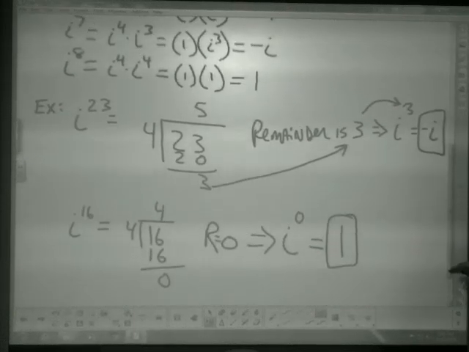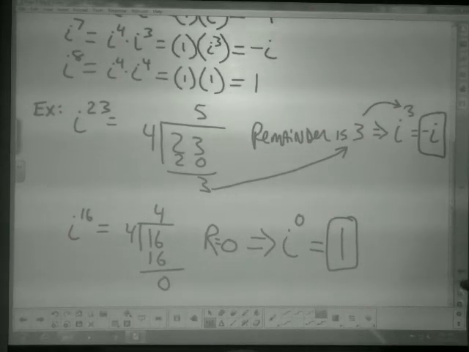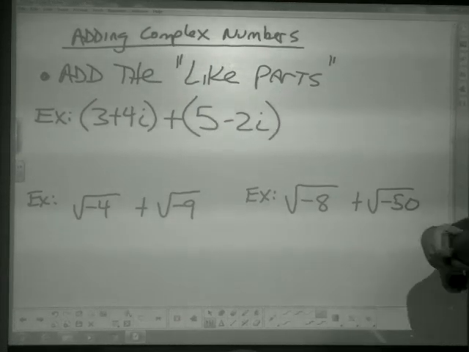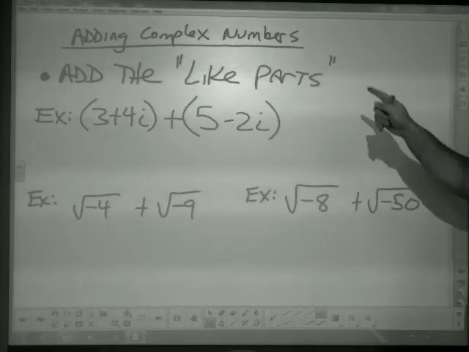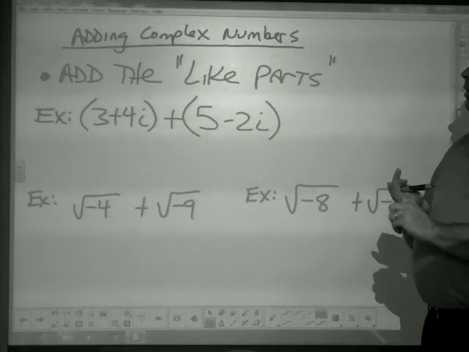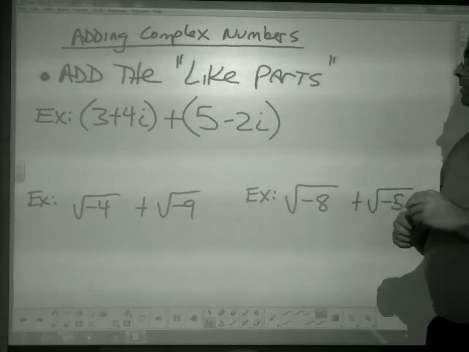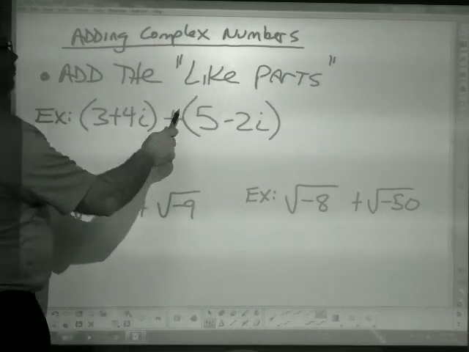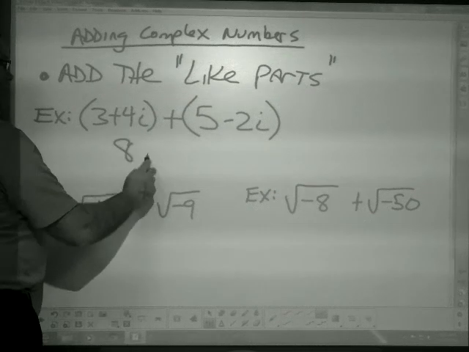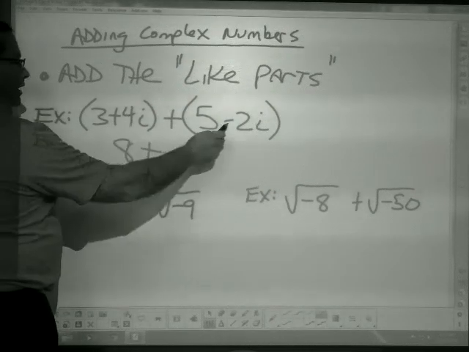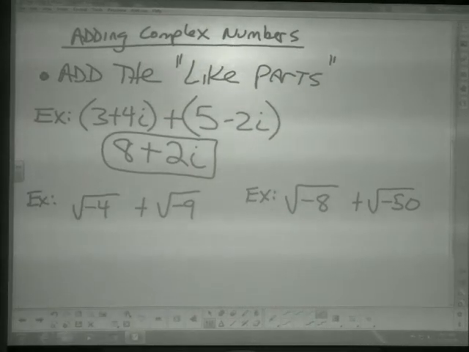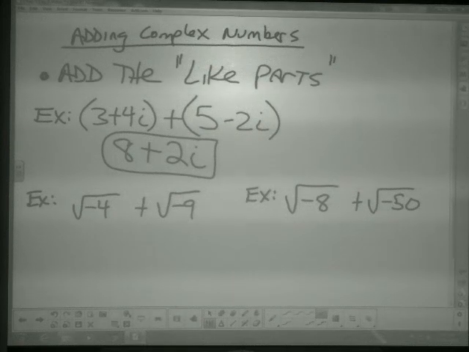All right? So that's the powers of i. The last thing we're going to look at is how we take these complex numbers and add them together. You're going to add the like parts, just like we did with radicals and just like we do with variables. You're going to add like terms. So I'm taking 3 plus 4i plus 5 minus 2i. The 3 and the 5 are like parts. That's an 8. Plus 4 take away 2 is 2i. And that's your answer. You're adding like terms. Just add the things that are alike.